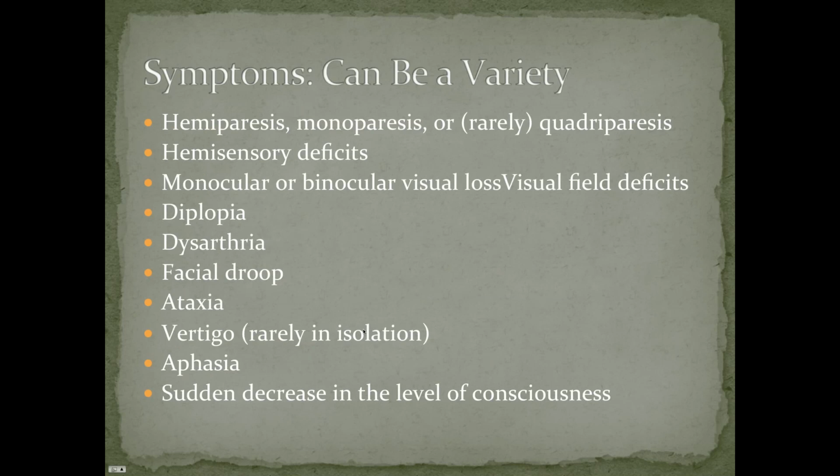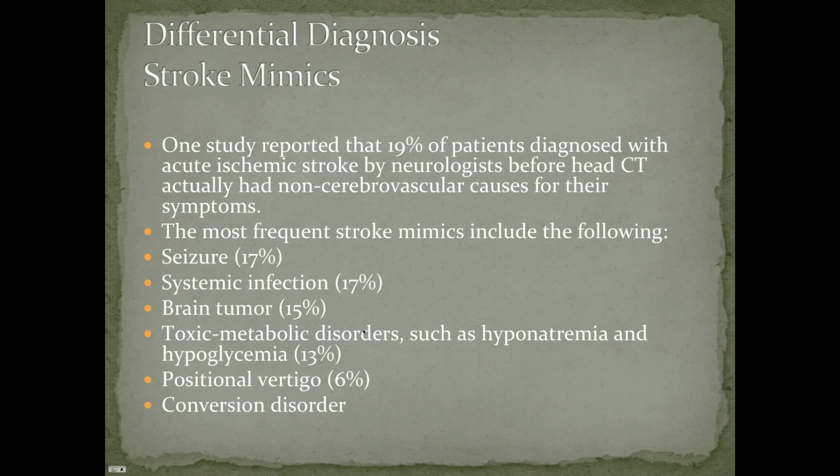You can have a variety of symptoms with a stroke depending on what part of the brain is affected. Here's just a list of them in no particular order, and we'll talk about those as they affect each geographic area of the brain in a moment.